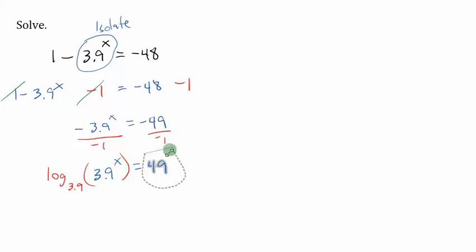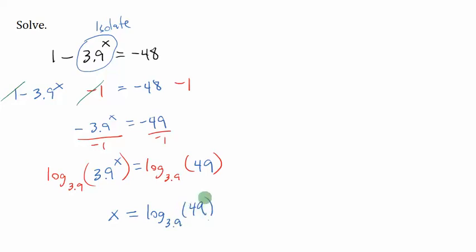And let me move this over. Maybe I should have written a separate step for this, but this works as well. So log base 3.9 of 49. On the left side, I just end up with x, and on the right side, I've got log base 3.9 of 49, and we're done. Now, that's because x is by itself. I didn't have to do any more work to get x by itself at that point.